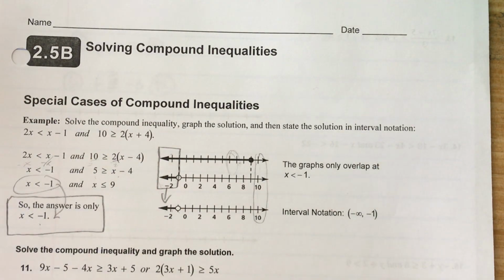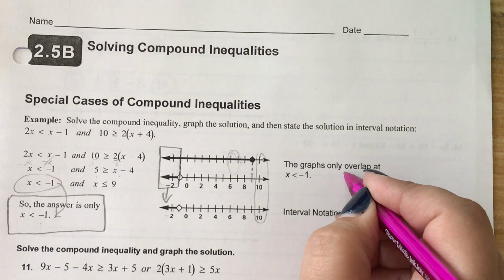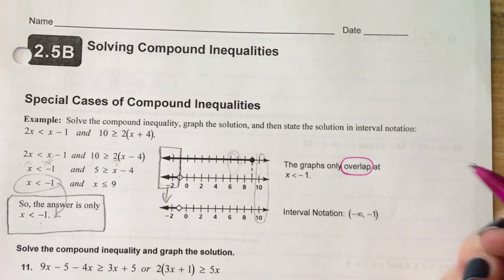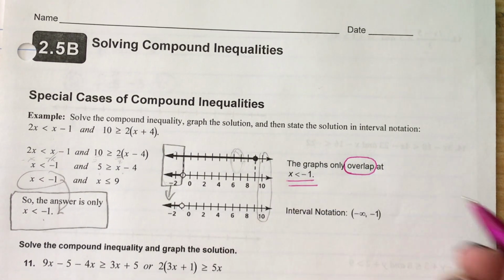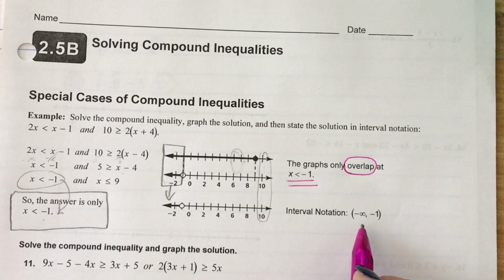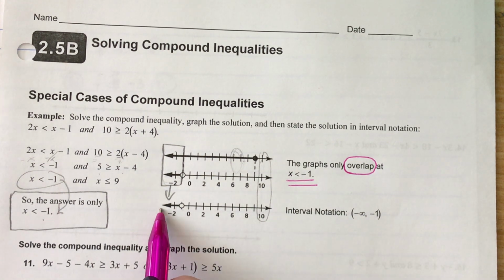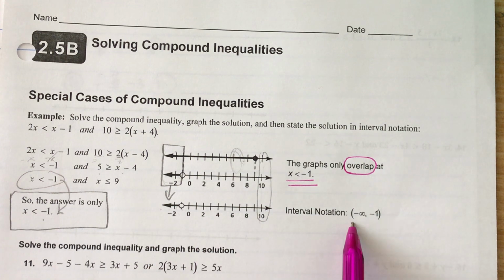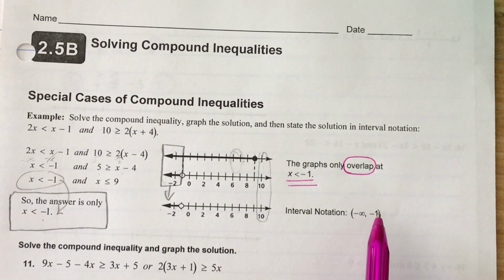So that's the big thing here. Let me just emphasize that. The graphs only overlap at that place right there at x is -1. And so when we write that in interval notation, that's going from -infinity up to -1, not including either. So that looks like this.